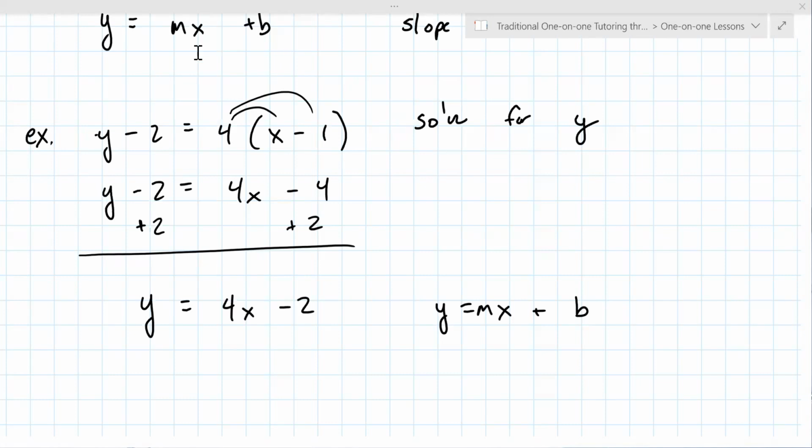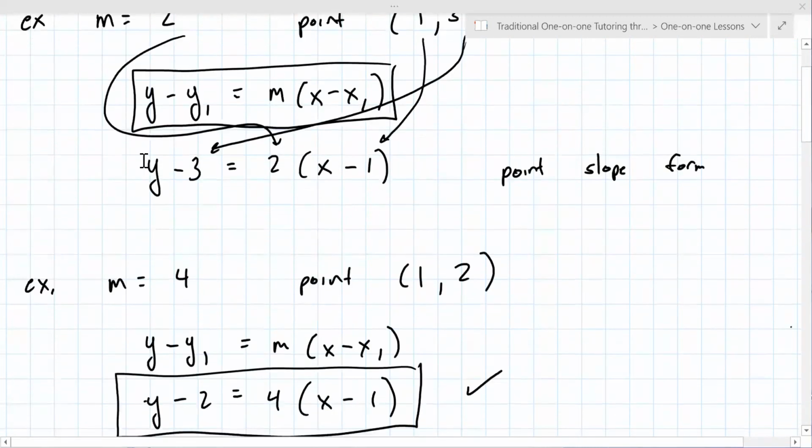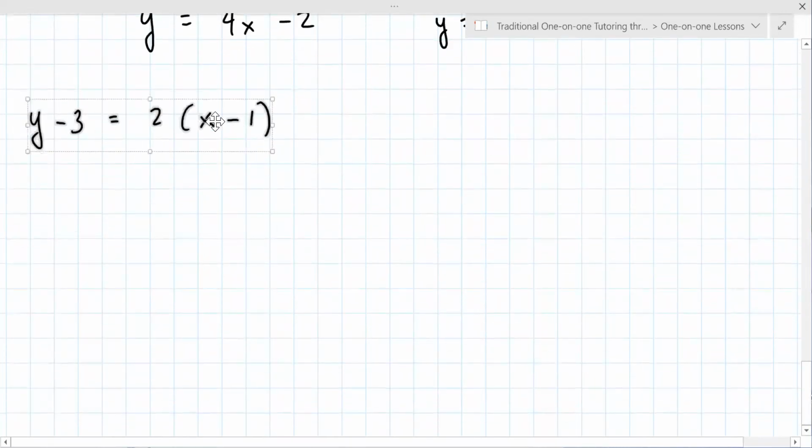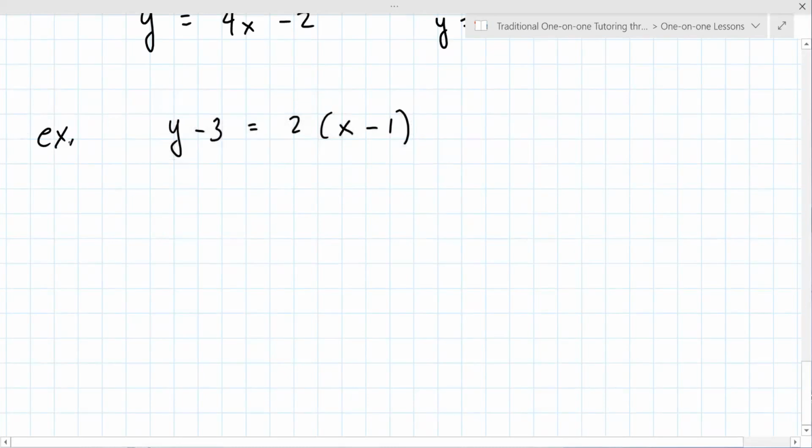M equals number. All right, let me go back up and grab one more here, and then we'll switch to another example. Okay, so go ahead and I'd like you to solve for y, or put it in y equals mx plus b form. Y minus 3 equals 2x minus 2. Y equals 2x plus 1. That is correct. Okay, great.